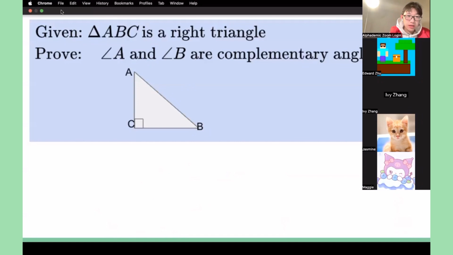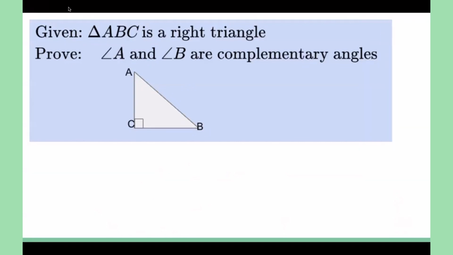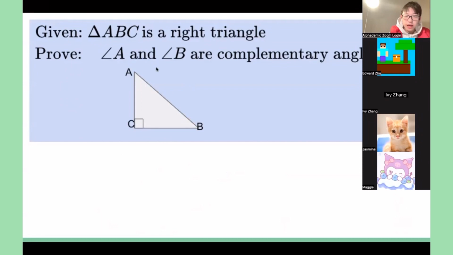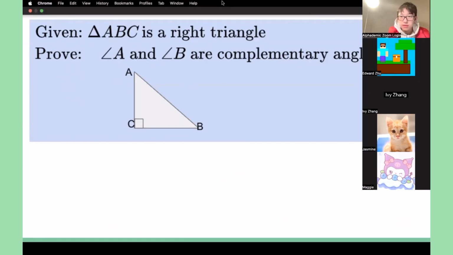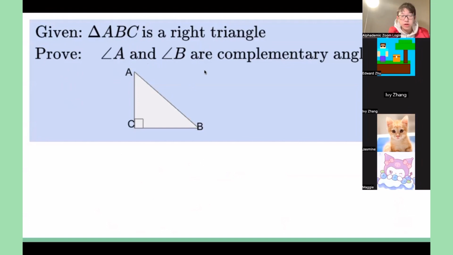All right, next up, we have a proof. Given that triangle ABC is a right triangle, prove that angle A and angle B are complementary angles, complementary being adding up to 90 degrees. So let's take 10 minutes for you guys to work on this proof. Once you're done, you can just type your answer in the chat box and I'll look it over. And once we finish all of that, I'll go through this problem.